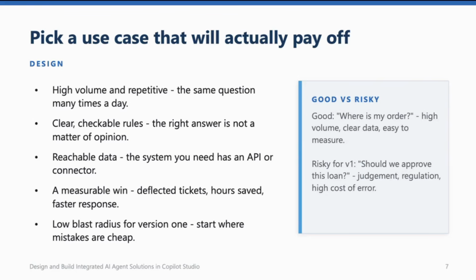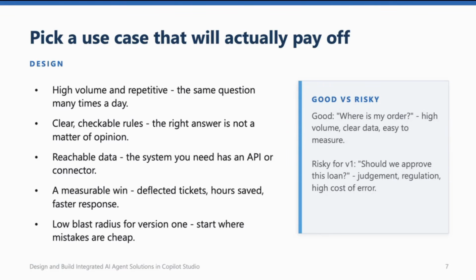Now look at the panel. Where is my order is a great first agent. It is asked hundreds of times a day. The answer is a fact in the database. And you can count the deflected calls.